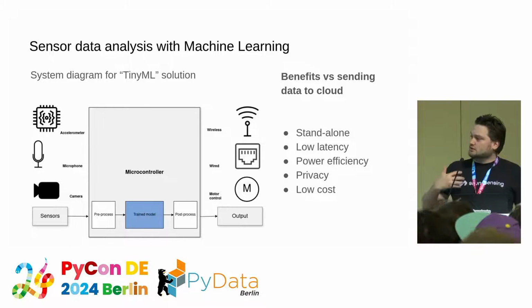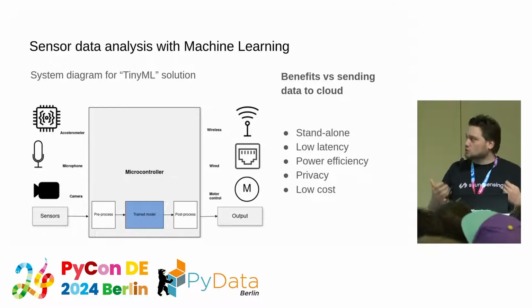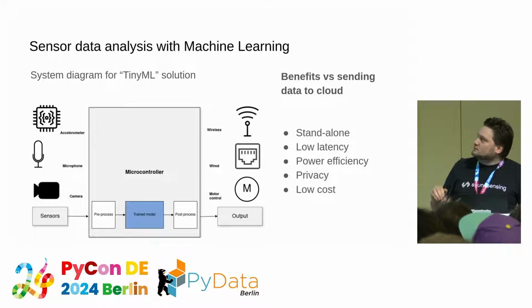But then to get some interesting information that you want to act on out of these in an automated way, you often need to use machine learning to analyze this raw data. And if you do this all on the device, it's a bit trickier than just sending it to the cloud and using all your existing tools that you're familiar with. But you get some good benefits.